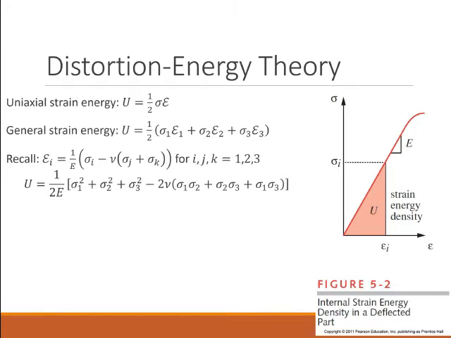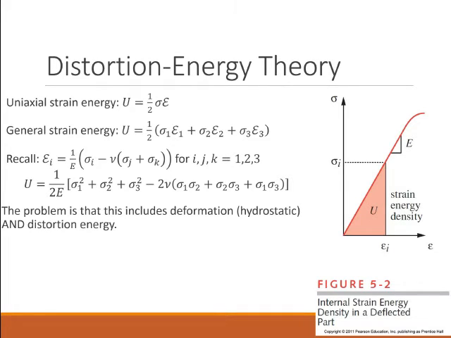The problem with this is that it includes two portions. This includes both the deformation, the hydrostatic, the changing in the volume, as well as the changing of the shape, the distortion. And so what we need to do is to separate this and say that the total energy is equal to the hydrostatic plus the deformation. Well, how do we go about doing that?